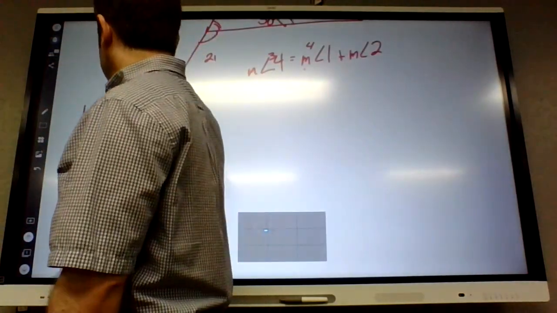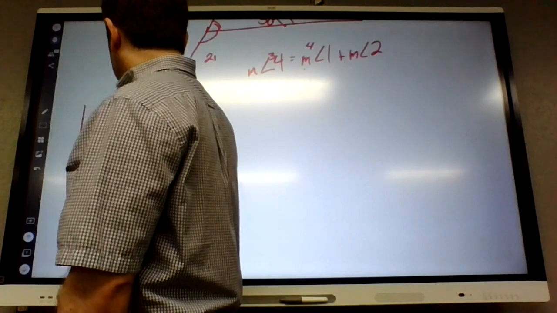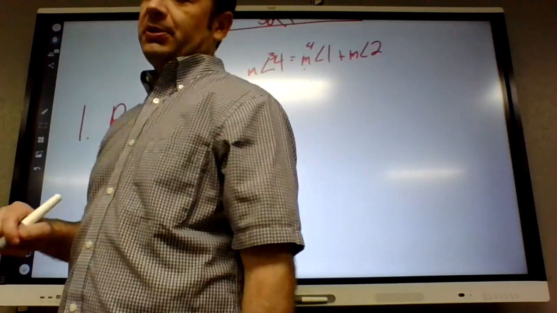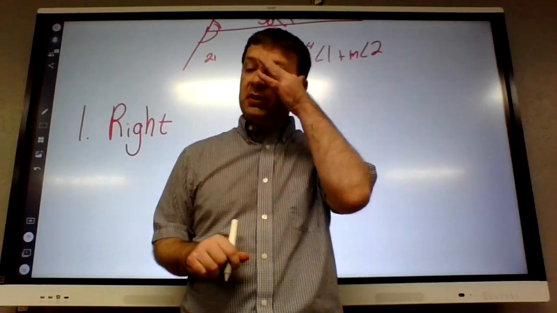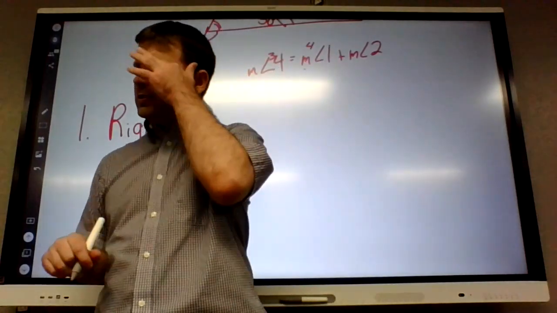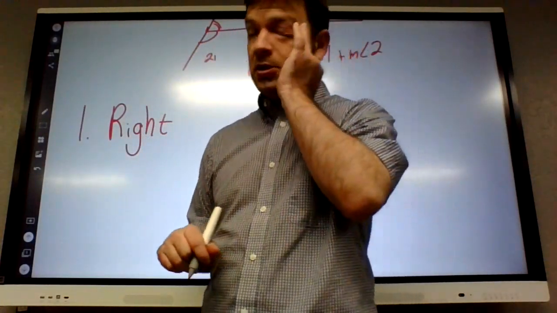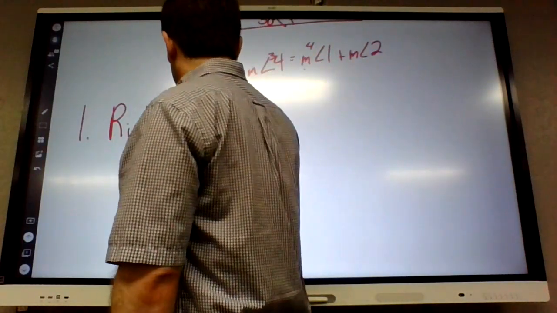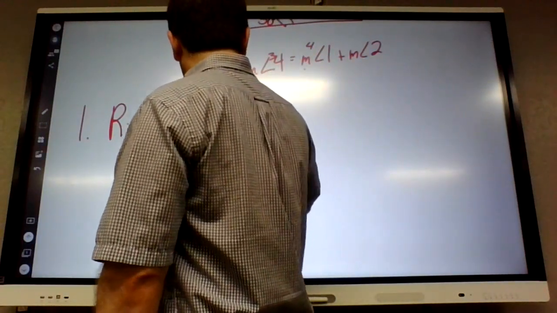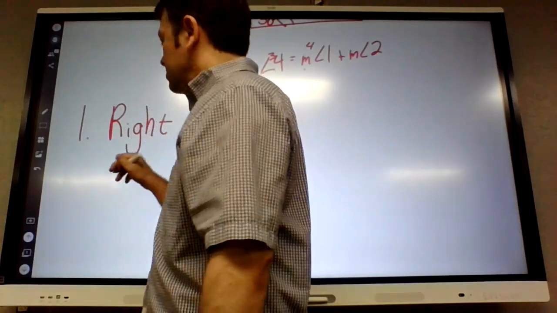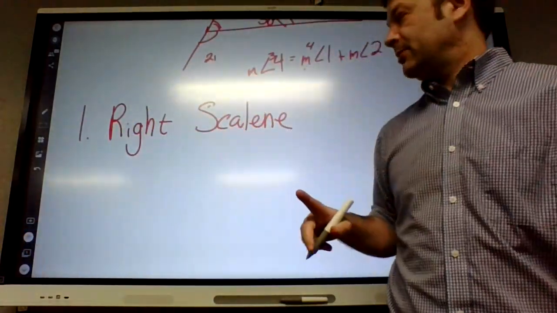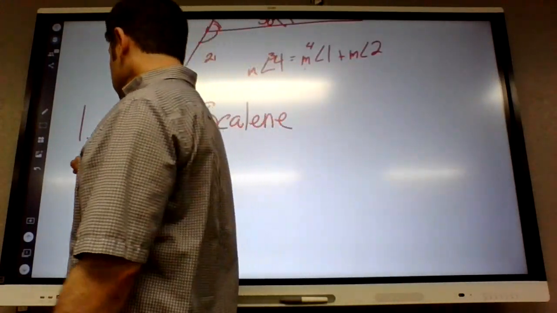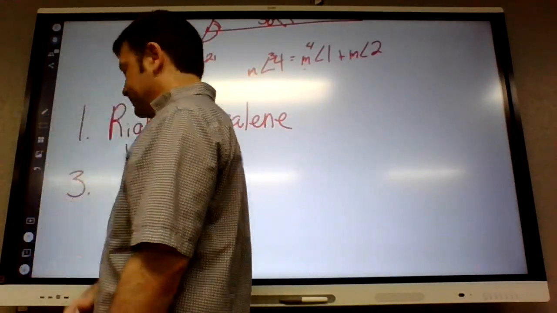Right. It can't be right and acute. If it's got one right angle, isosceles? Does it have any equal sides? No. So it's scalene. I forgot you need the little red lines. If it's got one right angle, it's a right triangle. It doesn't matter if the other two are acute, which they always will be.